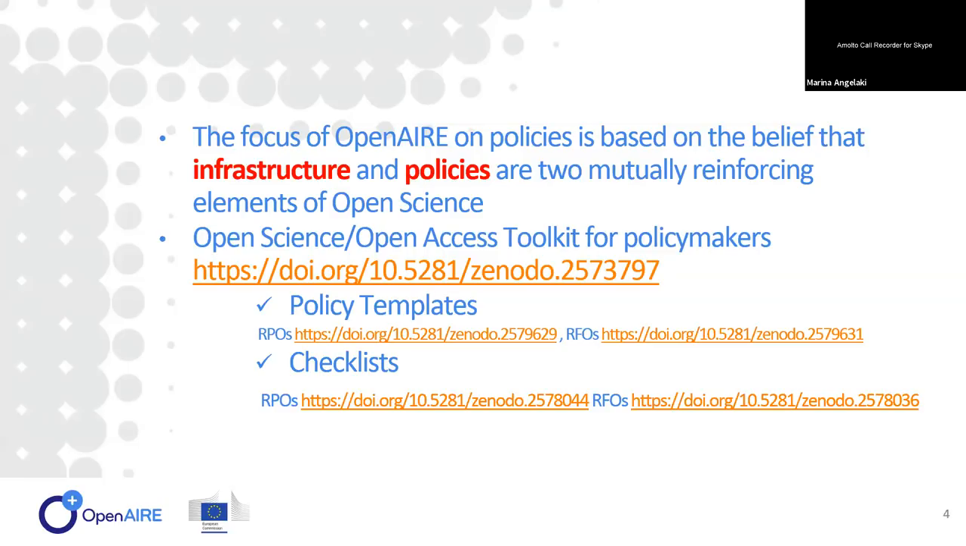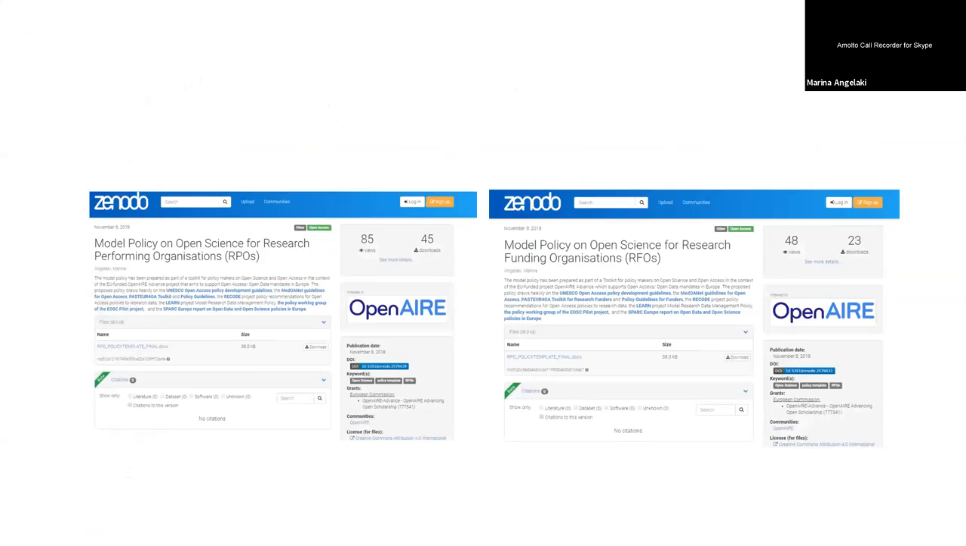The exchange of experiences and best practices is also an issue that has been highlighted by our NOAD network as important, and thus we feel that this webinar is an attempt to contribute towards reaching this goal. The templates for research performing and research funding organizations are available on Zenodo as distinct items. These are meant to act as guides for your work in terms of adopting and developing open science policies.